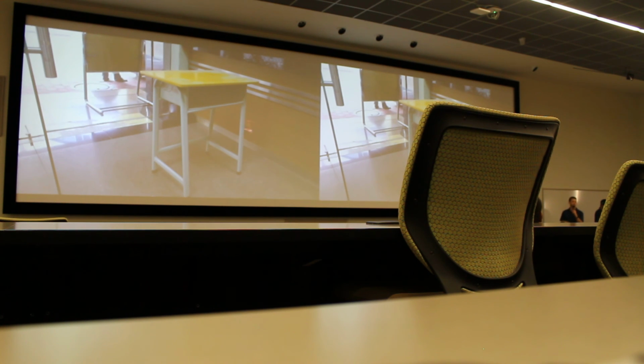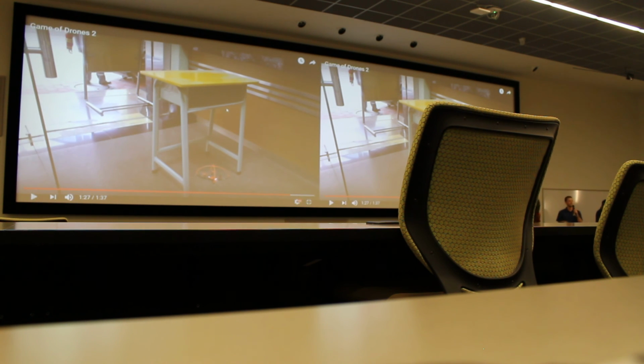Any other questions? Anybody have? What's up? Is this flight manual or automatic? That's manual. It was just someone trying to fly it into a desk to show the purpose of the design. Anybody else have any questions? All right. Thank you guys.